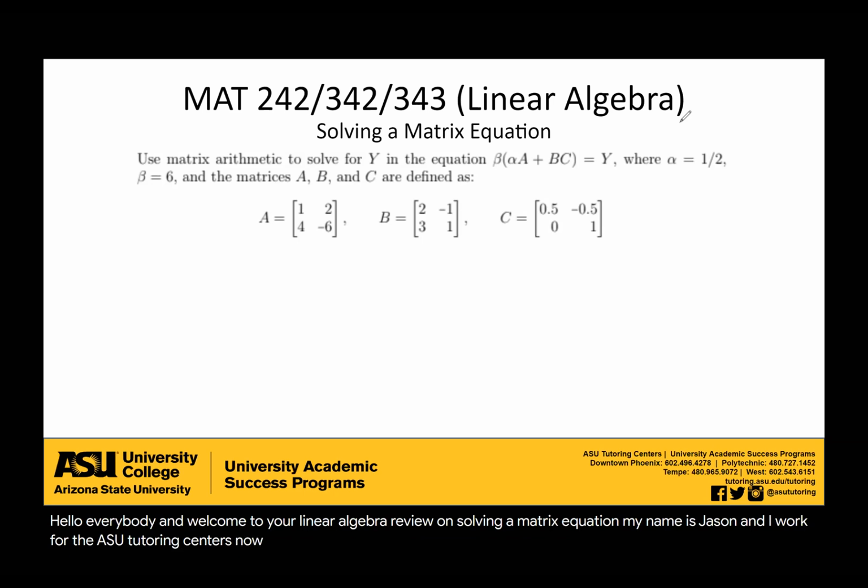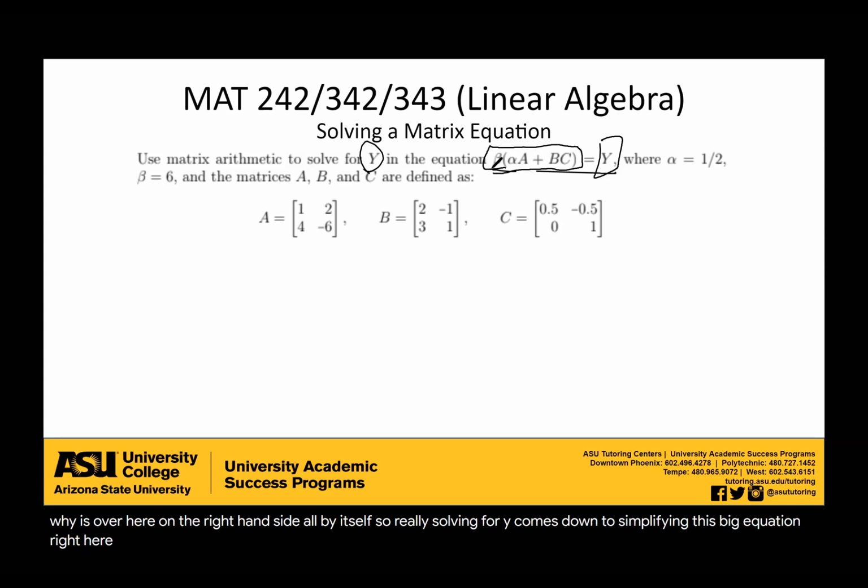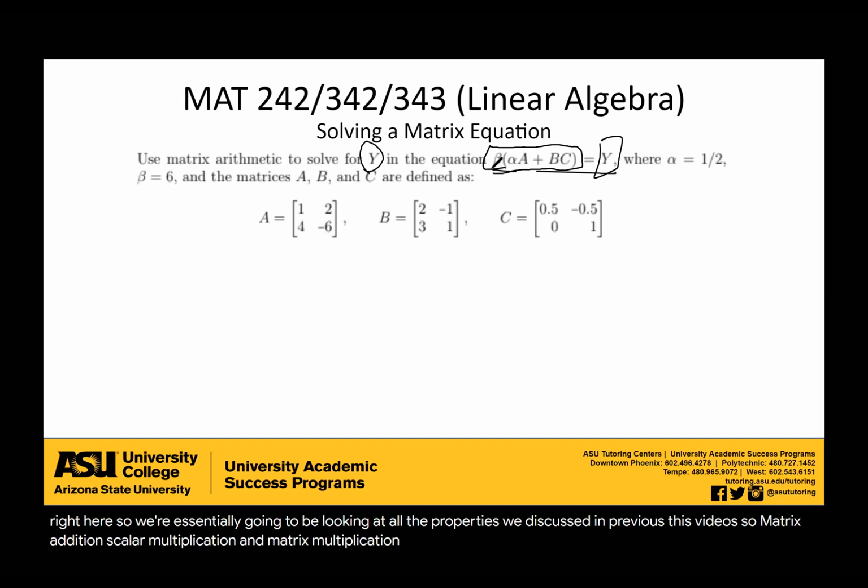Now, in this, we're trying to solve for the matrix Y. If we look at what the equation looks like, Y is over here on the right-hand side all by itself. So really solving for Y comes down to simplifying this big equation right here. We're essentially going to be looking at all the properties we discussed in previous videos, so matrix addition, scalar multiplication, and matrix multiplication, and we're going to be doing all of them together all at once here.